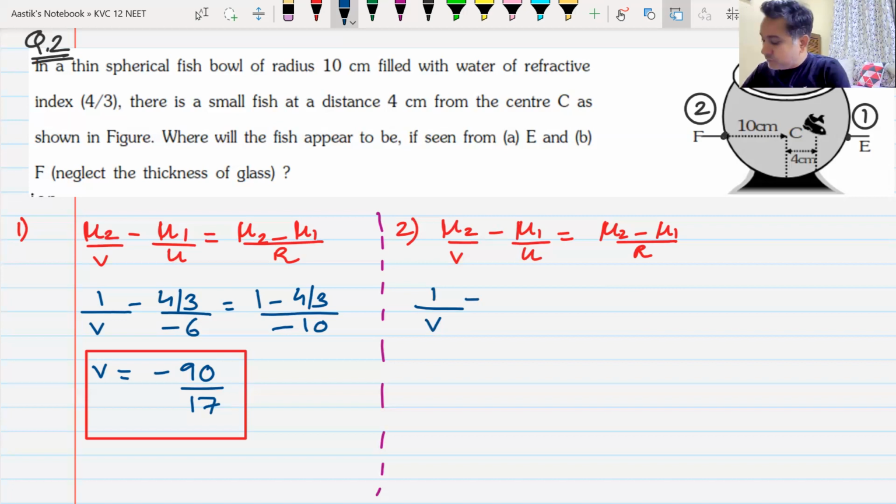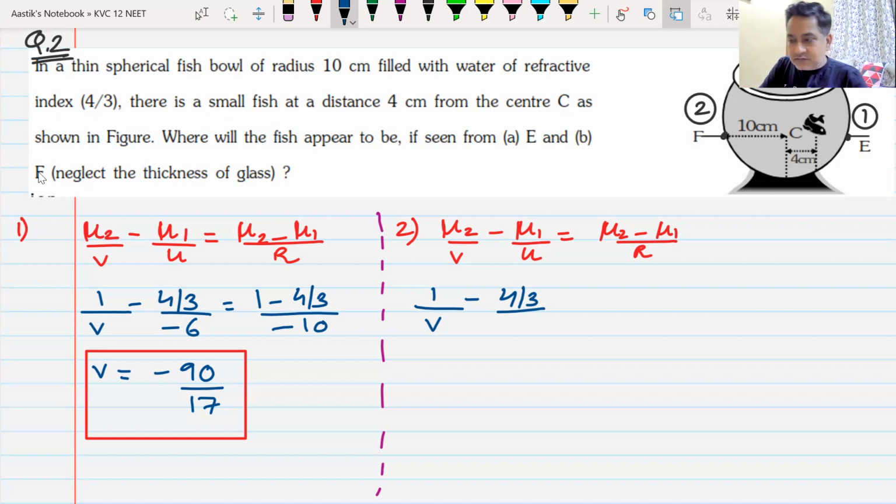4 by 3. What is the value of u? Tell me. 6, sir. Minus 6. Then look at the object, sir, it's minus 14, and see where it is. Look at the object, beta, and see where it is. Simple things you are making mistake. Not good, bacha. Look at the object and tell me what is the value of u.